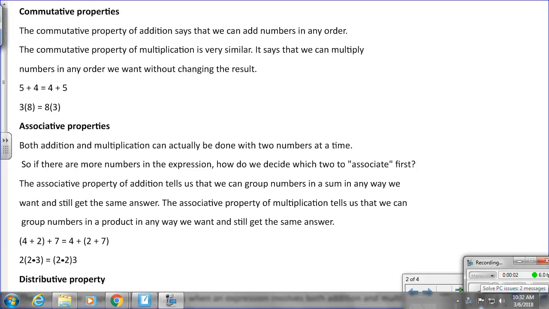Today we're going to learn about the different properties of numbers. We are not only going to see them with numbers, but we are actually going to see them in algebraic form with variables. Our first property is called the commutative property.